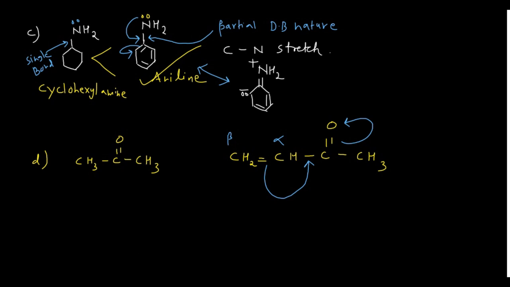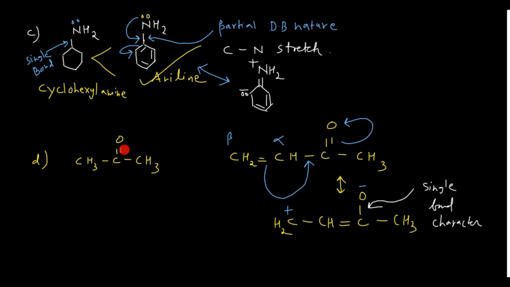Now if you see, again this will have a resonance structure: CH2, then CH, then C, single bond O, then CH3. Due to this resonance, this will get positive over there and this will get negative over there. So my alpha beta unsaturated carbonyl compound has partial single bond character. This kind of resonance is not possible in a normal ketone, so it has more double bond character. The double bond requires higher energy to stretch, that means higher wave number for this acetone. So your correct answer is acetone. You can mark acetone as the correct answer.